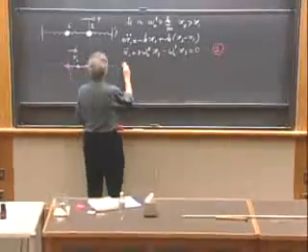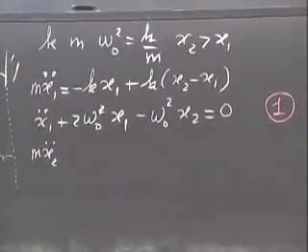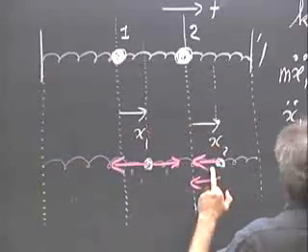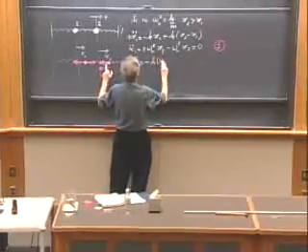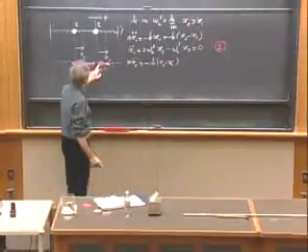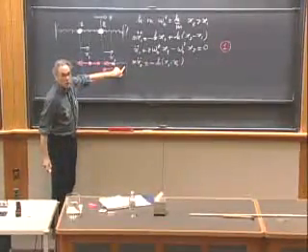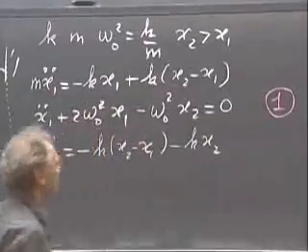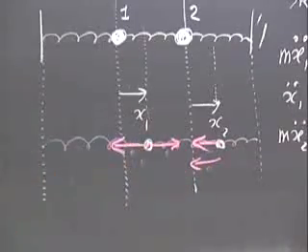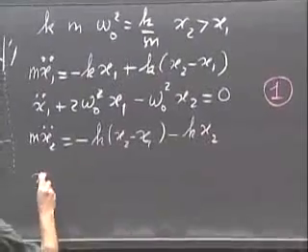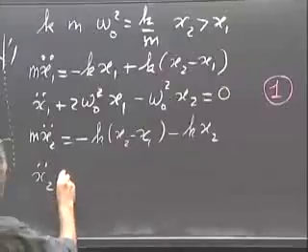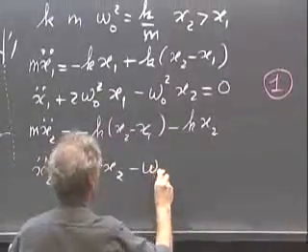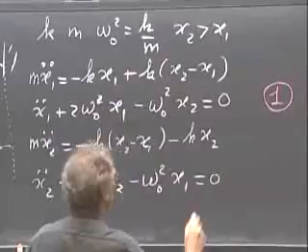I get m x2 double dot. Now I have two forces both in the negative direction. First I have the one that drives this one away from equilibrium. So I get minus k times x2 minus x1. And then I have the force due to the fact that this one is shorter than it wants to be by an amount x2. So I get minus k times x2. It's shorter by an amount x2 than it wants to be. And so I can divide m out. And so I get x2 double dot, and then I get plus omega 0 squared times x2, and then I get minus omega 0 squared times x1 equals 0.